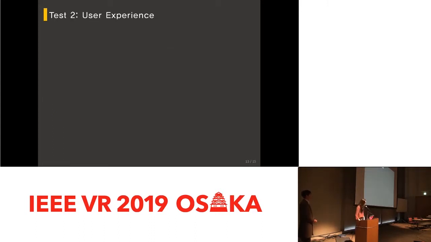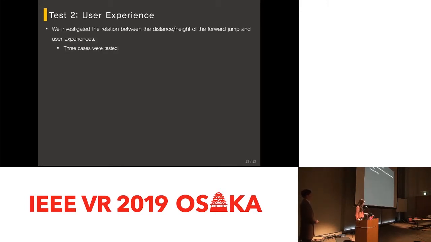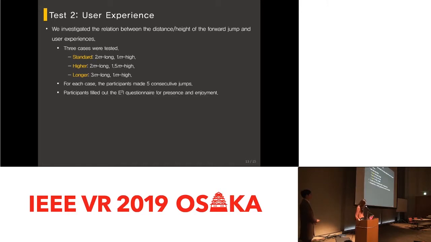Now in test 2, we were to find the relation between the distance and height of jumps and user experiences. 3 cases were investigated. First, the standard one. The higher one was where the standard height of 1 meter was extended to 1.5 meters. And the longer jump where the standard distance of 2 meters was extended to 3 meters. In each case, the participants also repeatedly jumped 5 times, and after that, they filled out an E²I questionnaire.